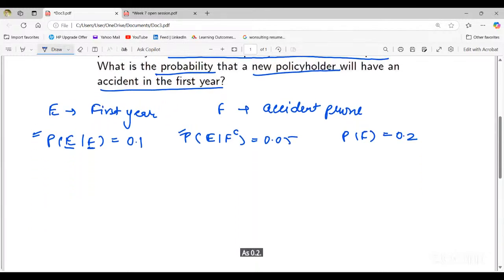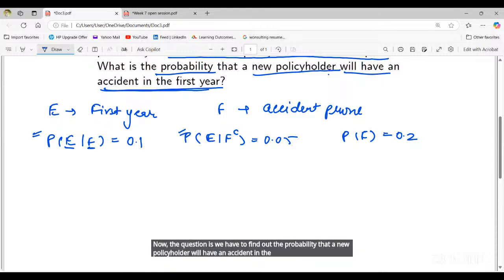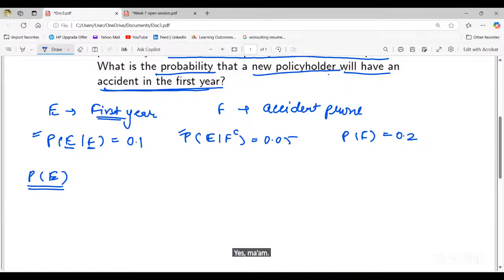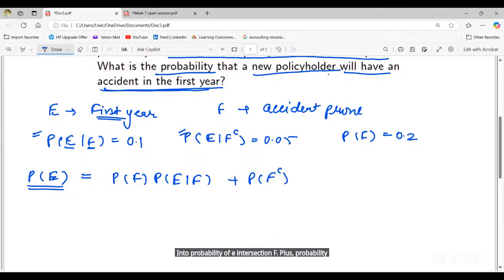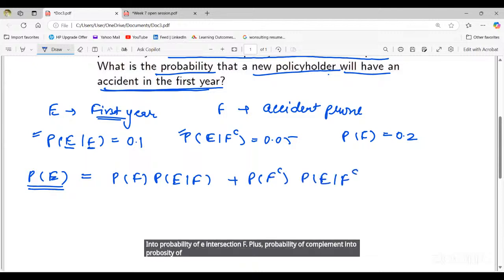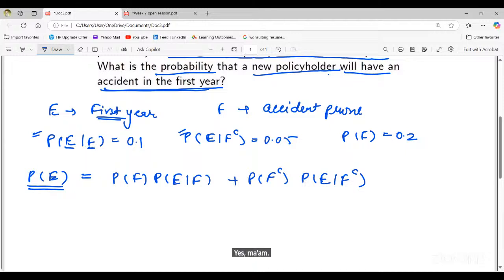Okay. Now, we have to find the probability that a new policy holder will have an accident in the first year. So basically, we have to find the probability of E, the event that the new policyholder will have an accident in the first year. According to the law, it will be equal to the probability of F into the probability of E given F, plus the probability of F complement into the probability of E given F complement. Is this clear to everyone?